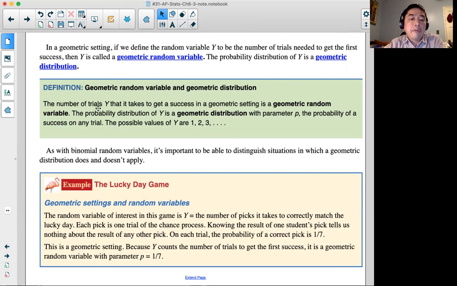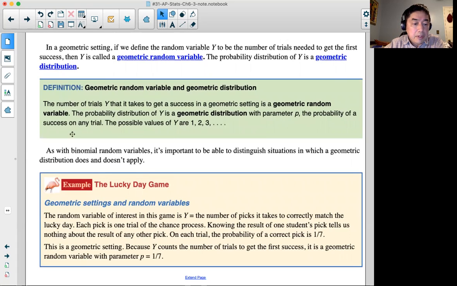The number of trials Y that it takes to get a success in a geometric setting is a geometric random variable. The probability distribution of Y is a geometric distribution with parameter p, which is the probability of success on any trial. The possible values of Y are 1, 2, 3.